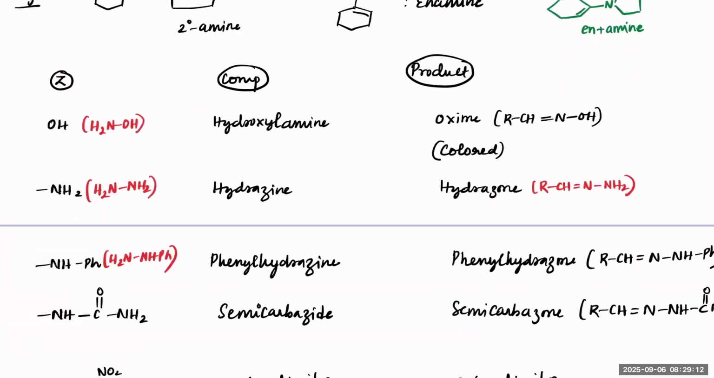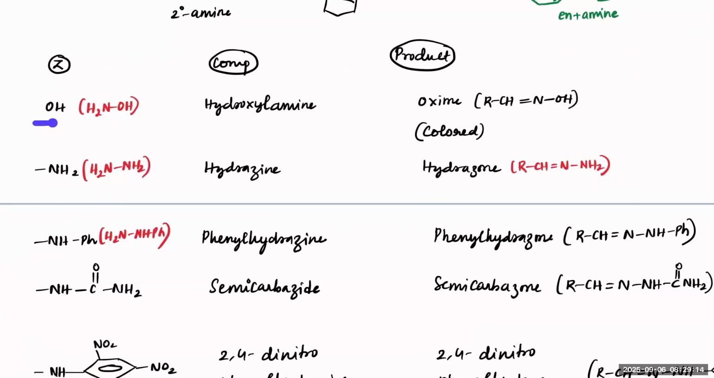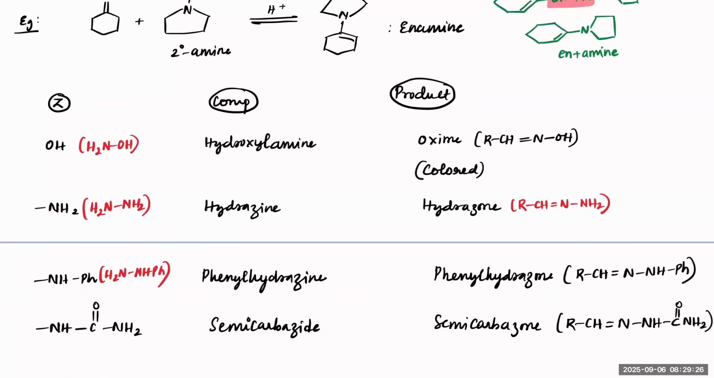Next. If I have an NH2OH group, so NH2, and here this Z group is OH, then the H2 and the oxygen from the carbon double bond will go away, and that will create C double bond NOH. This functional group is called oxime. C double bond N with an OH group is called oxime. And usually oximes are colored in nature. Okay, beta?